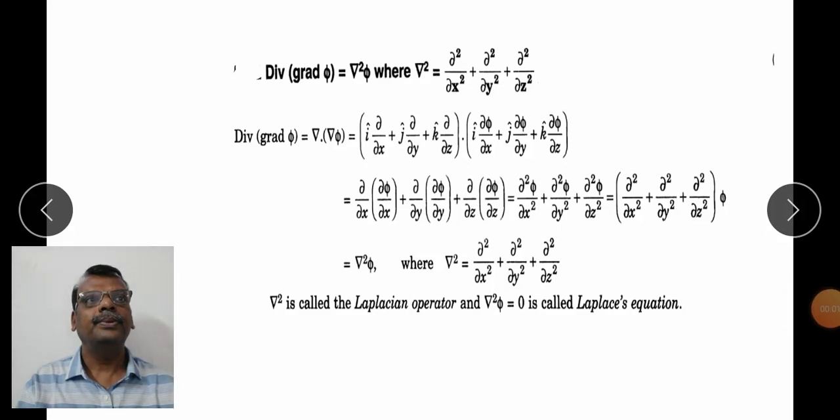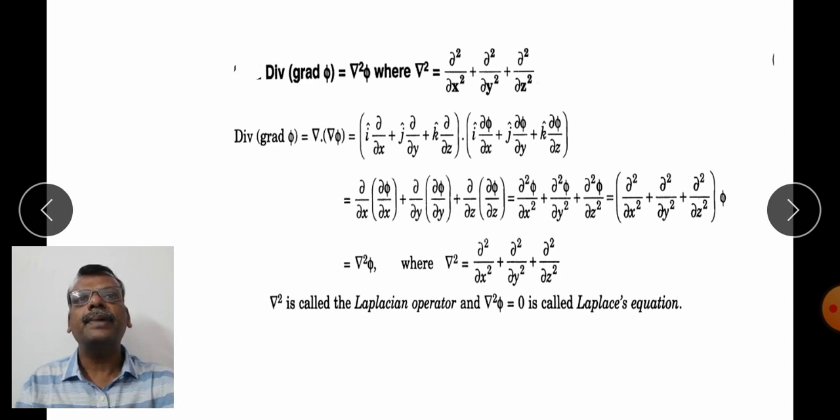Now, coming to the next one, sometimes in examination they ask to find the value of div of grad phi. Div of grad phi is nothing but del square phi, where del square is nothing but dou square by dou x square plus dou square by dou y square plus dou square by dou z square. Now div of grad phi is equal to del dot of del phi.